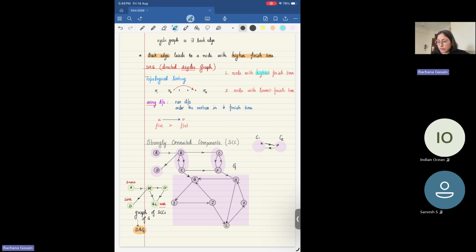Is the question clear? I do a DFS on a directed acyclic graph. When I do DFS, every node will get a start and a finish number. Now, what can we say about the node which has the highest finishing number or finish time, and also about the node which has the lowest finish time?